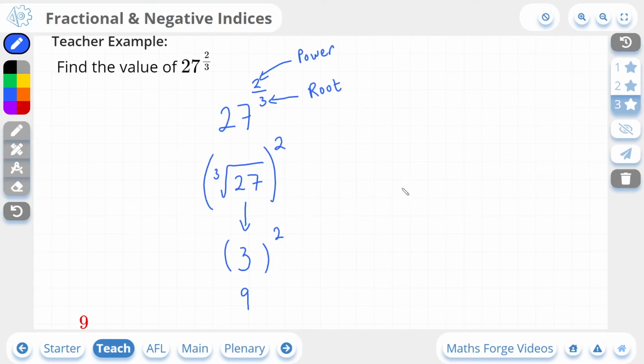And that's really it for fractional and negative indices. Remember that for negative indices, your base number drops to the denominator and the power becomes positive. And for fractional indices, the numerator in the power acts as a regular power and the denominator acts as a root.